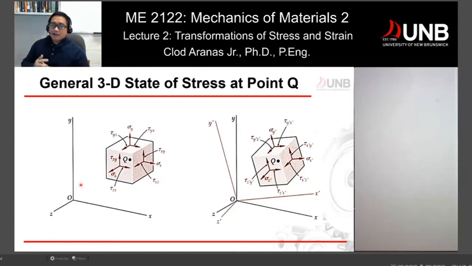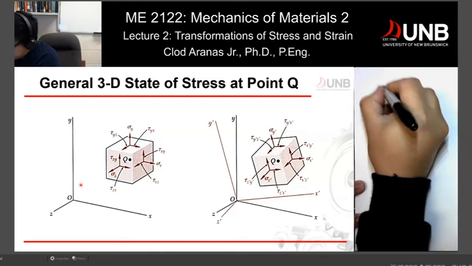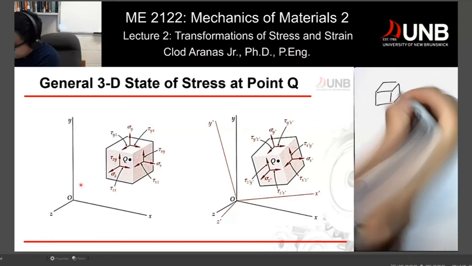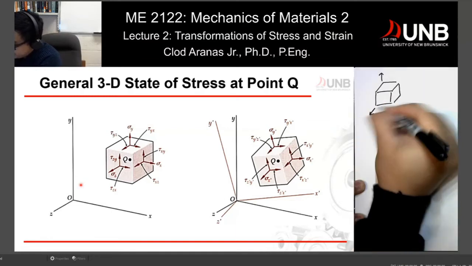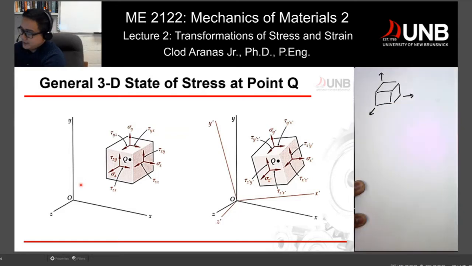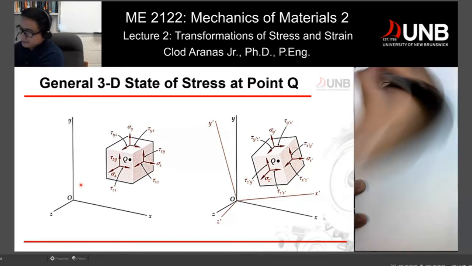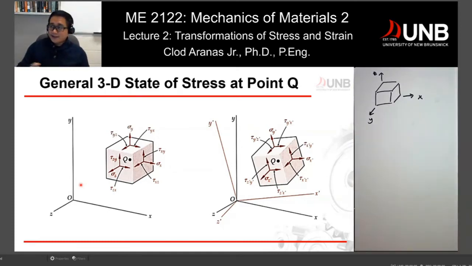Now let's take a look at the general state of stress. If we have a component, we load it, pick a certain point, and try to draw the state of stress in a three-dimensional state. I'm going to write it here. Let's say that would be your element. We have different axes here: this is X, this is Y, and Z. Of course, that could interchange. In my case, Z is facing towards me.